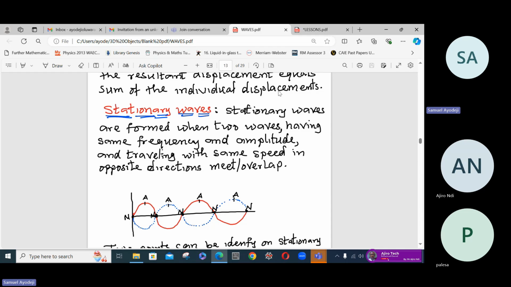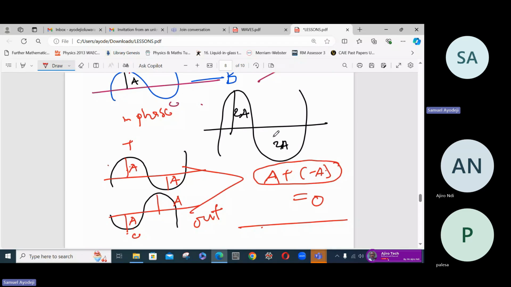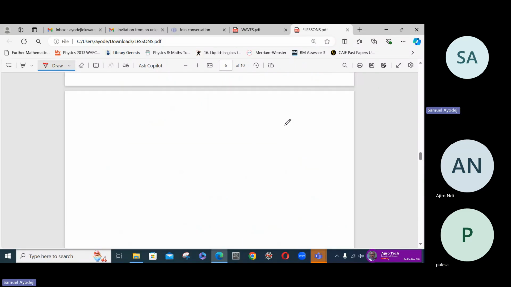Now, stationary waves are formed when two waves have the same frequency, same amplitude, and travel at the same speed. Please, these are the key words. They have to be there: same frequency, same amplitude, traveling with the same speed in opposite directions, and they overlap or meet. And how does it form? So let me write it in a plain diagram. Okay, let me start.